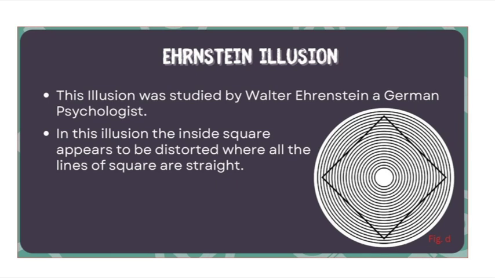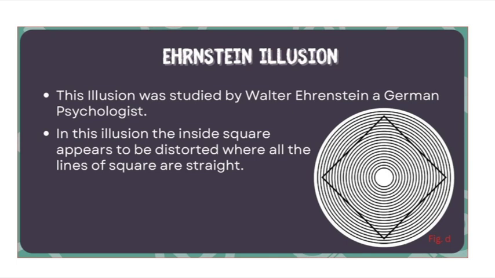He was a German psychologist and he gave one type of illusion. In this illusion, the inside squares appear to be distorted, where all the lines of the square are straight. These are the squares. You see, they are all squares. Because of the lines which I made here, these squares appear to be distorted as they are not perfect squares, whereas they are perfect squares. It is happening because of what?